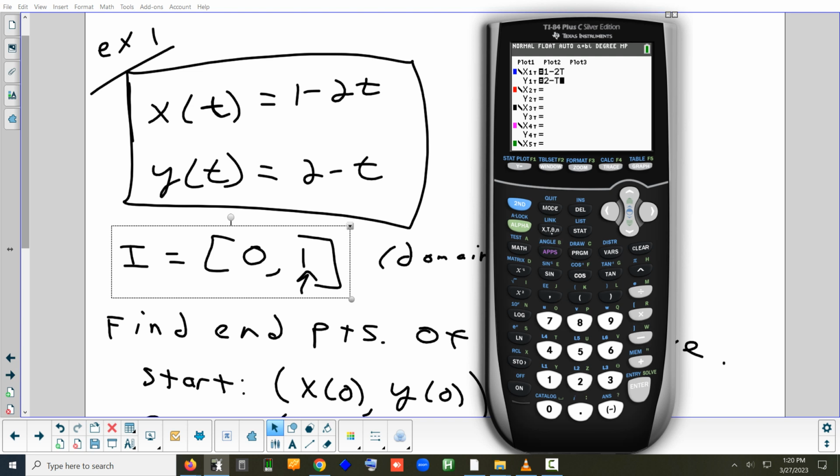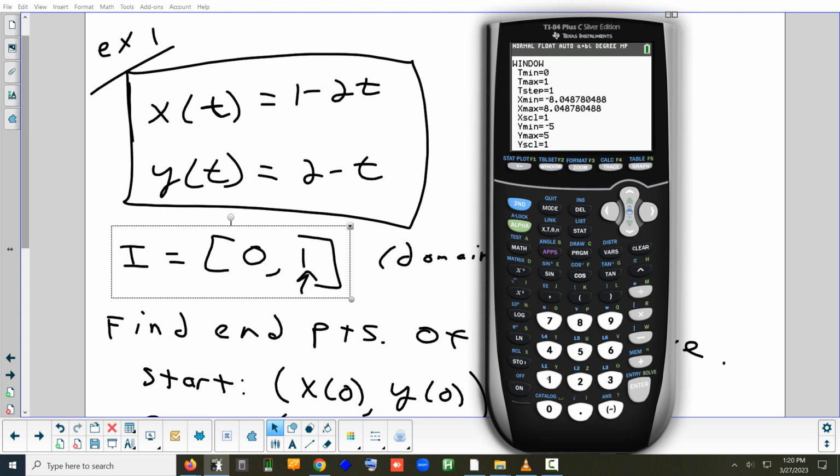Now we have to control the parameter. We need to put in where it starts and where it stops. If you press window, you're going to see something new there that we haven't seen before. What's new? The t-step, the t-min, t-max. Well, the t-min and the t-max come directly from the problem: 0 to 1. And the t-step is the increment that you're going by to get from 0 to 1.